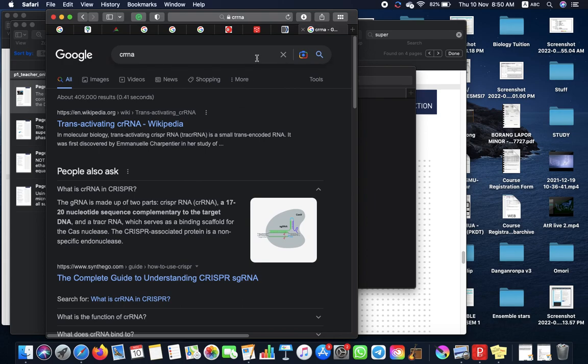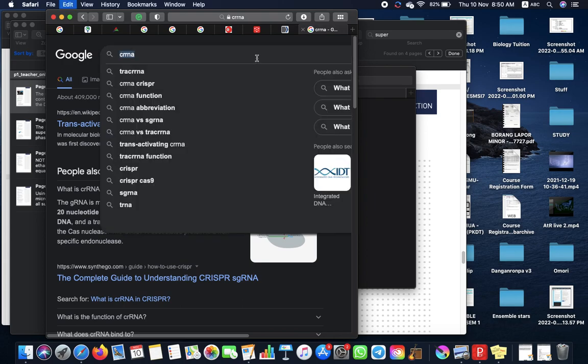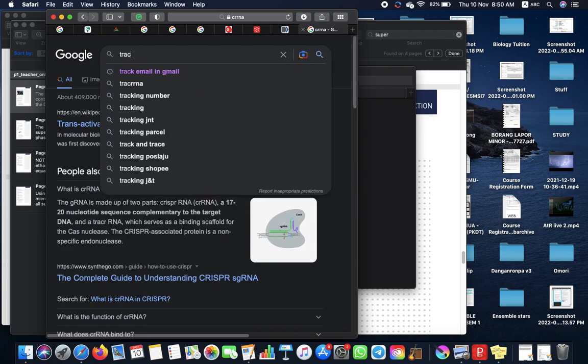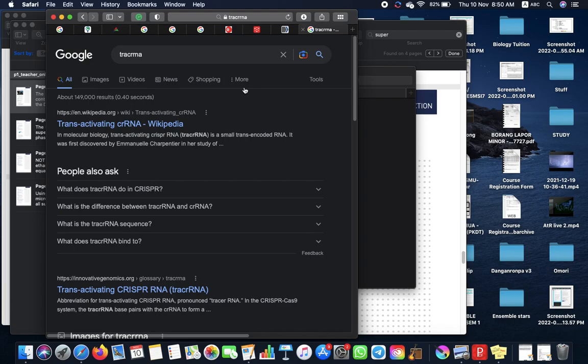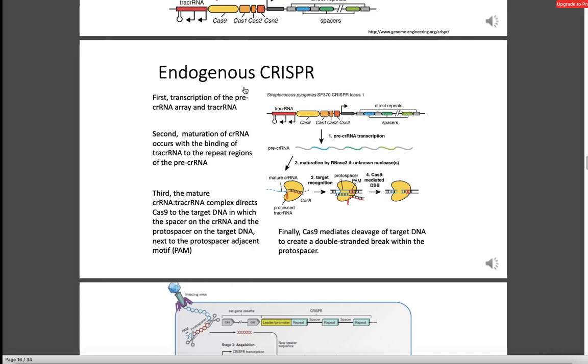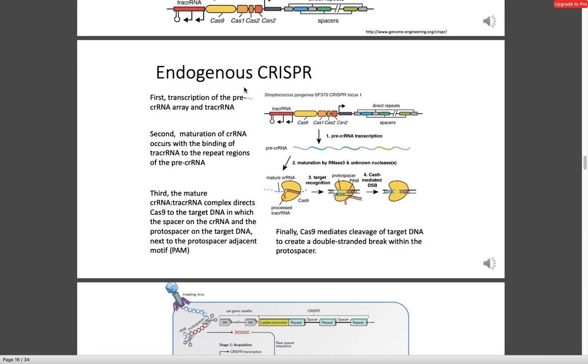Trans-activating CRISPR RNA. This is for the sequence. cRNA, pre-cRNA. Okay, so this one is trans-activating CRISPR RNA, meaning that these are the RNA that are required for CRISPR analysis. This one, cRNA, I think there's a question on this, right? CR, didn't find this one.